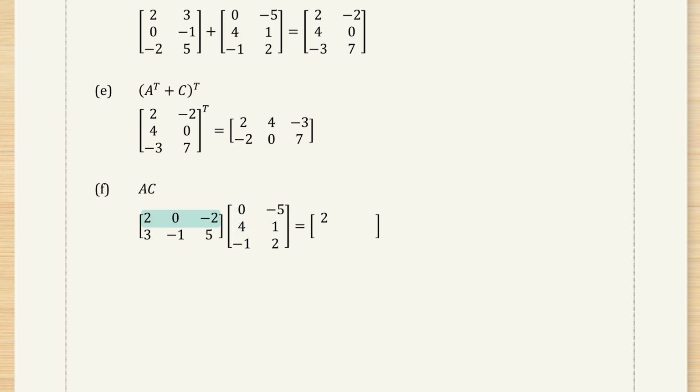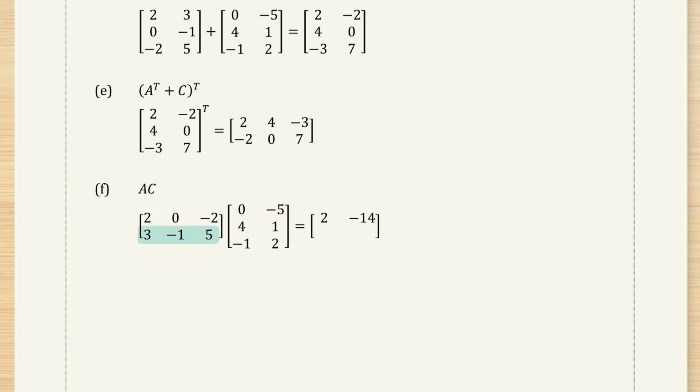Then we take that 2, 0, negative 2 again and multiply with the second column of C. 2 times negative 5 is negative 10, 0 times 1 is 0, negative 2 times 2 is negative 4. Add them all together, we have negative 14. And we put that in the first row, second column of the product matrix because it came from multiplying together the first row with the second column.